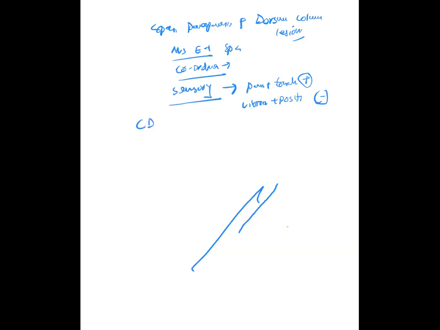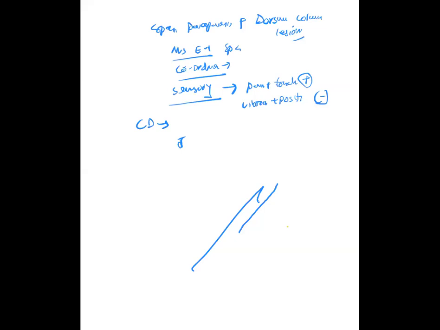So what is your clinical diagnosis here? My clinical diagnosis is a case of spastic paraparesis with dorsal column lesion. So what may be the cause? Here the causes differ. What are the common causes?